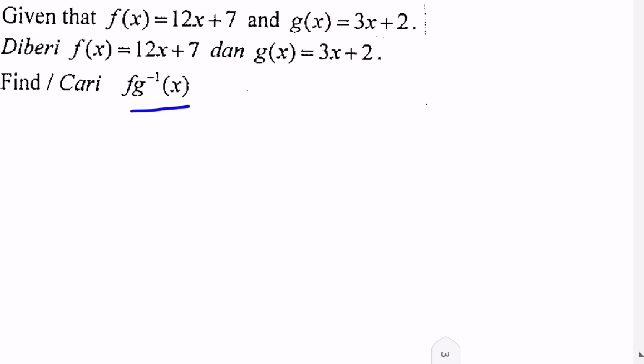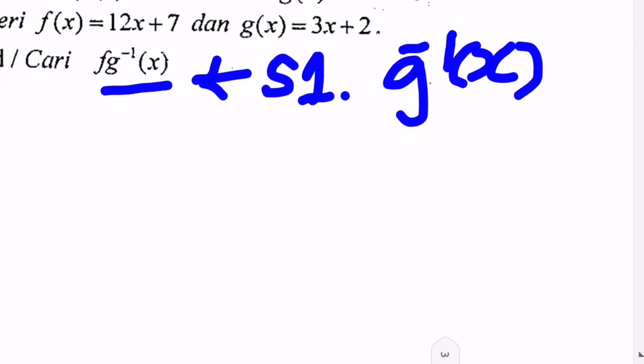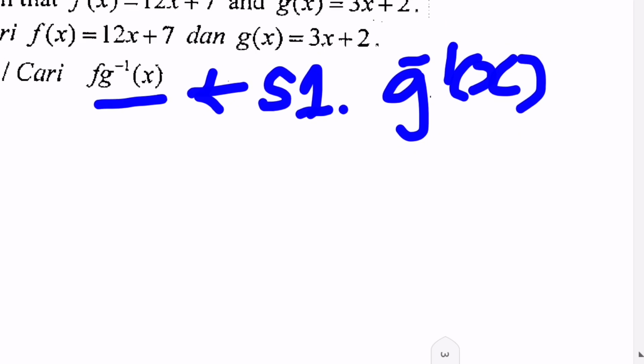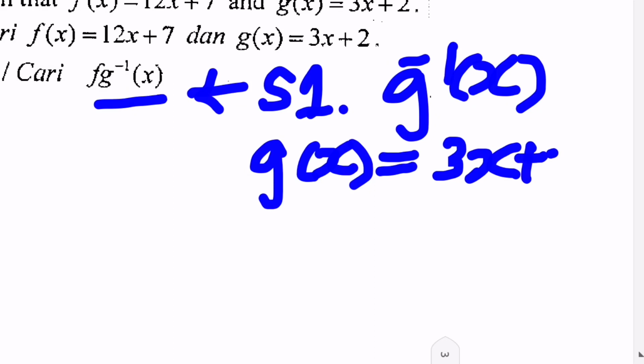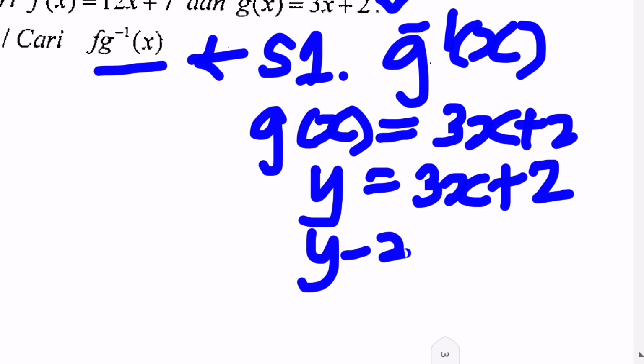Alright. Next question, given that f(x) is equal to 12x + 7 and g(x) is 3x + 2. You're asked to find the composite function fg inverse x. So step 1 is you must find the inverse function. In order to find the inverse function, you have to follow the steps. Step 1, let g(x) equal to y.